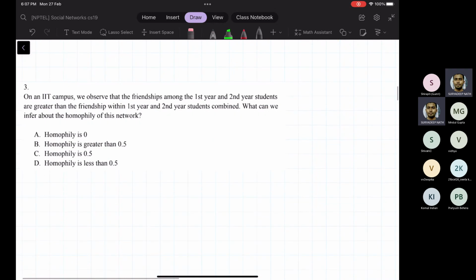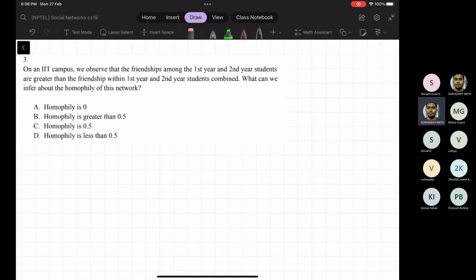Okay, coming to question 3. On an IIT campus, we observe that friendships among first year and second year students are greater than friendships within first year and second year students combined. What can we infer about the homophily of this network? So, what is homophily basically? Homophily is a measure of connectedness within a group or community.